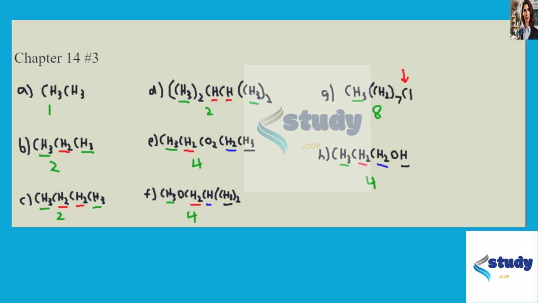And so that's the way to approach this problem. We just need to identify how many different types of protons are in each of these molecules. And then each different type of proton is going to give rise to its own signal. So we count the different types, and that's how many signals we should expect. And that's the answer to Chapter 14, problem number 3.